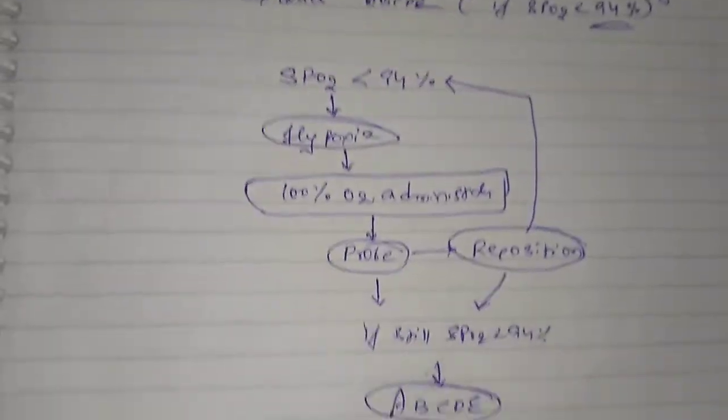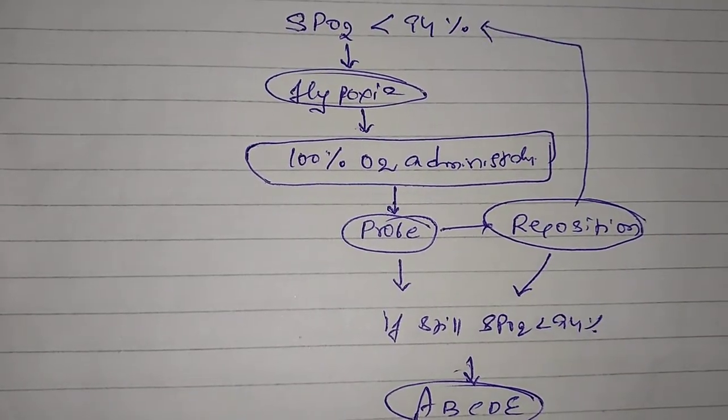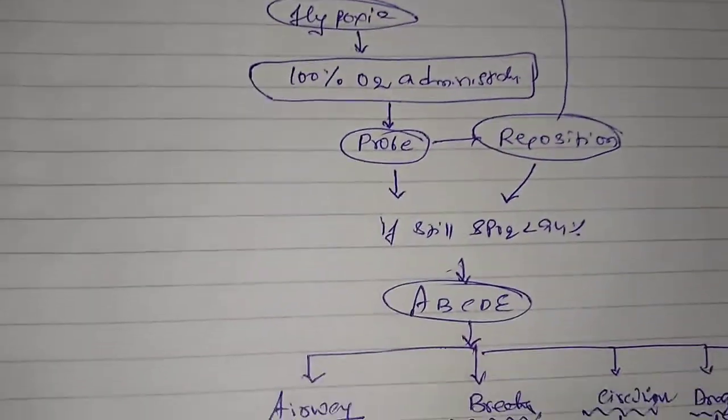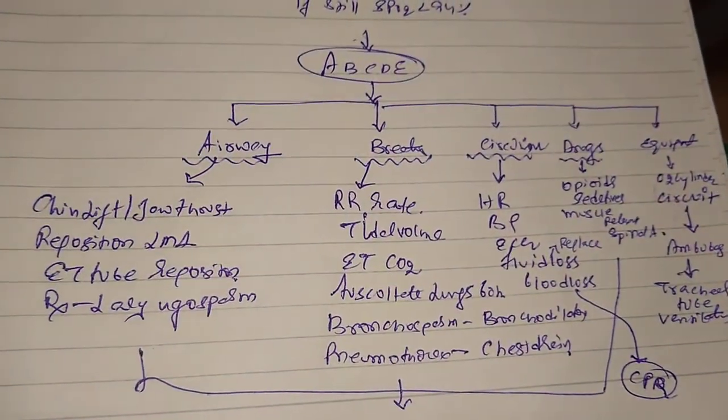Assess ABCDE. To summarize, if SpO2 is less than 94%, it is a symptom of hypoxia. Check the probe, reposition the probe. Again, if it is normal, then it's okay. If the problem is still persisting, go for ABCDE: airway, breathing, circulation, drugs and equipment.